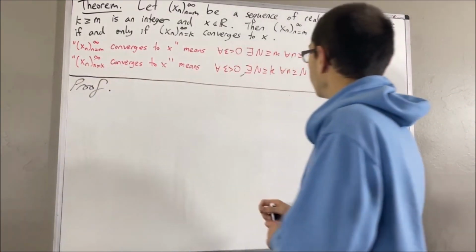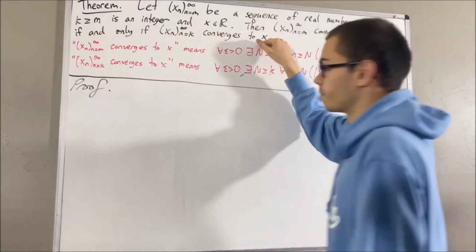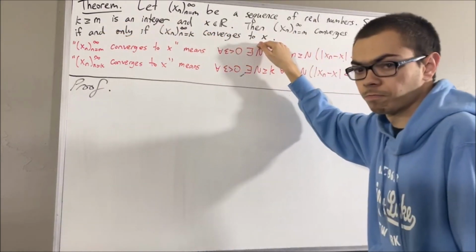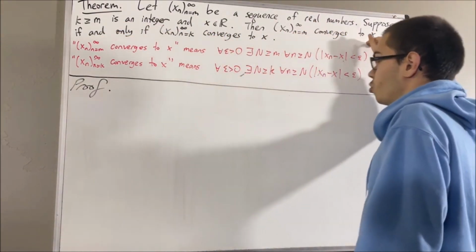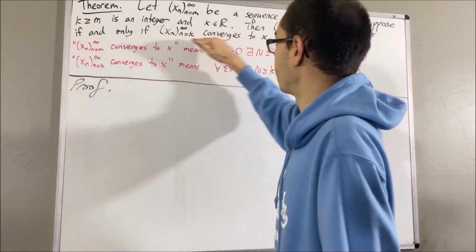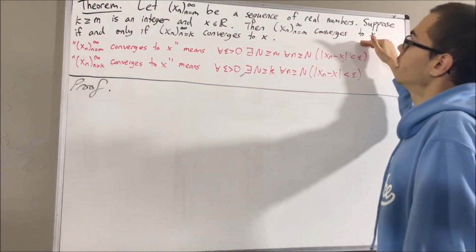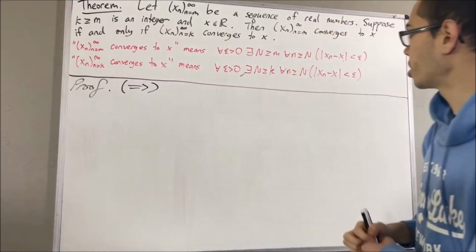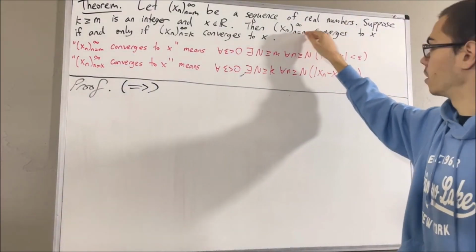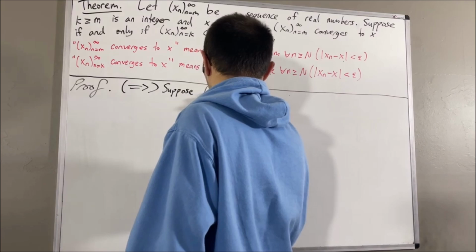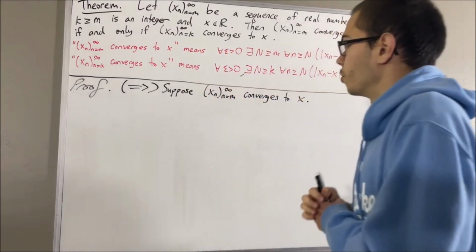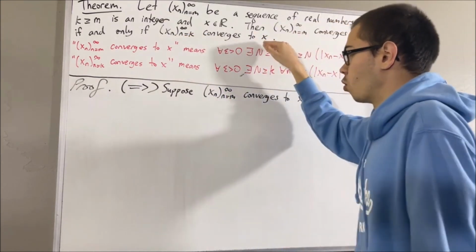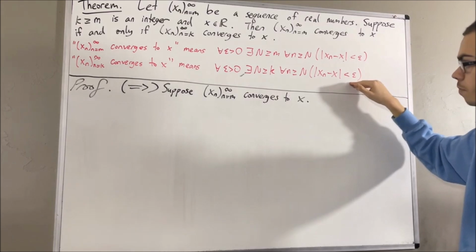Okay, so now let's get into proving this statement. We're trying to prove this is true if and only if this is true. And to prove that, we're going to prove if this is true, then this is true, and then we're going to prove if this is true, then this is true. Let's start out by proving the forward direction. To prove the forward direction, let's suppose that the sequence with starting index m converges to x. The whole goal from here is to prove that the sequence with starting index k converges to x, which means we want to prove that this second statement is true.